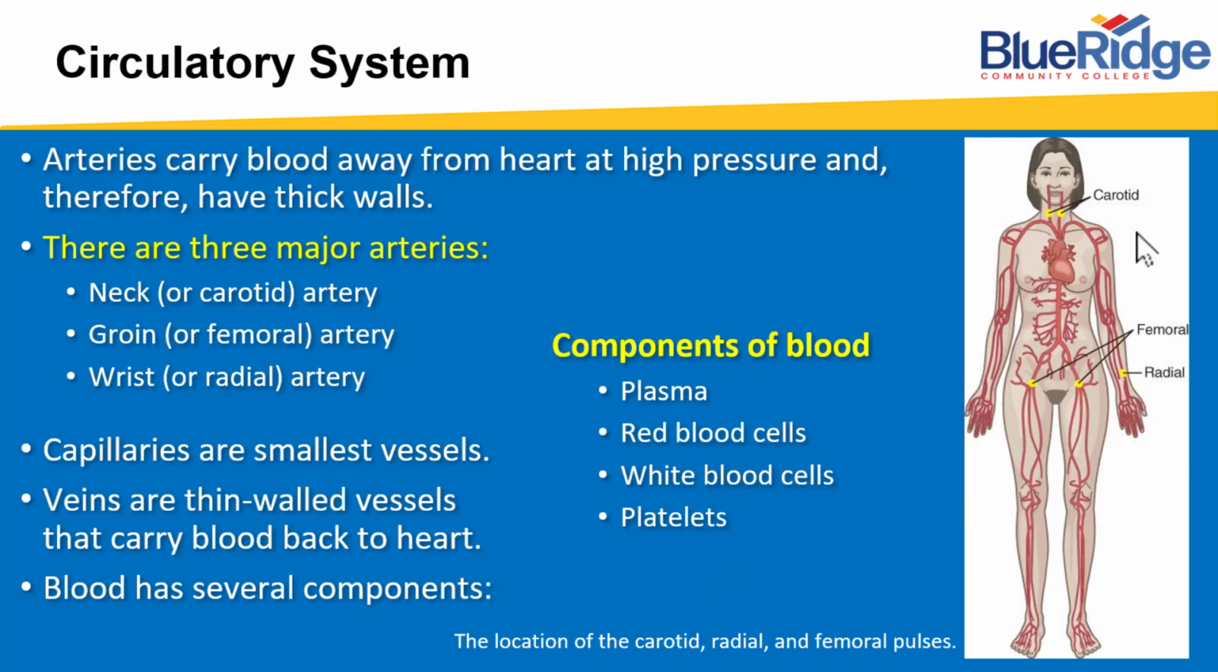Here in this diagram on the right-hand side of your slide, you can see the location for your carotid pulse or your carotid artery. Your femoral artery is just on the medial side of the groin on both legs. And then your radial artery, this one is on the left wrist, but there's also one on the right wrist as well.